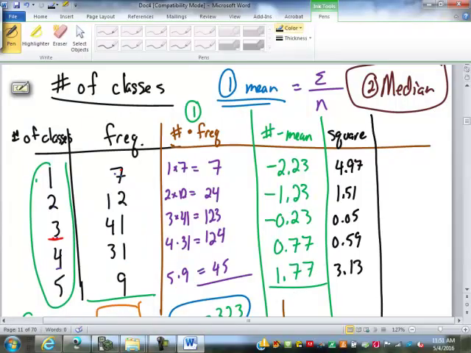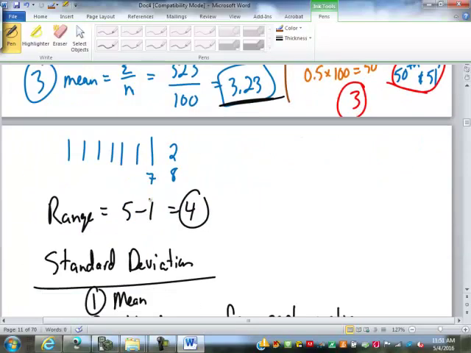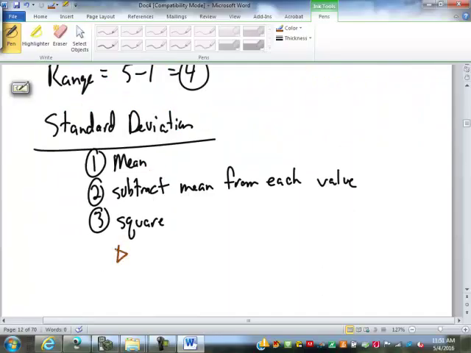Now here's the extra step, because it's a frequency table. This 4.97 doesn't occur once, it occurs 7 times. The 1.51 doesn't occur once, it occurs 12 times, because there's 12 2's. 0.05 occurs 41 times, because there's 41 3's. So we've got to add an extra step in here, which is to multiply by the frequency.